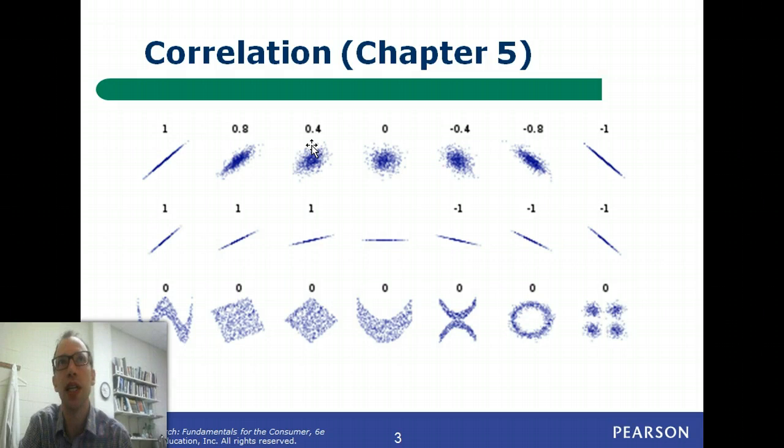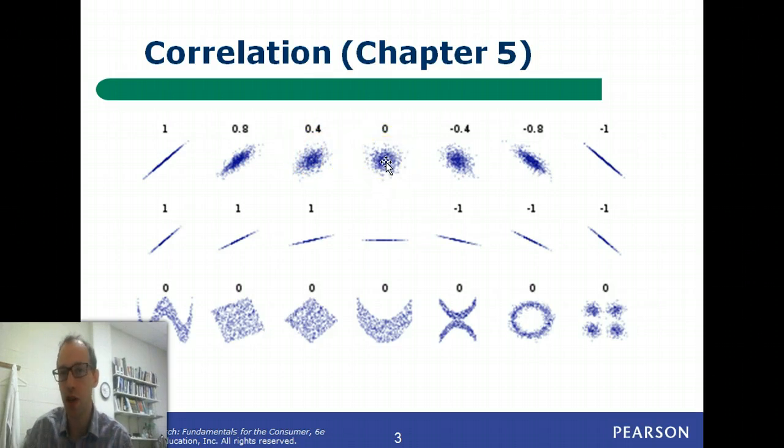Maybe something like height and basketball ability, perhaps. So the taller you are, overall, the better chance you probably have at basketball, but you'll still have a lot of tall people who aren't that good at basketball, and you'll have a lot of short people who are good at basketball. If you remember Spud Webb, he was a really good one a few years ago.